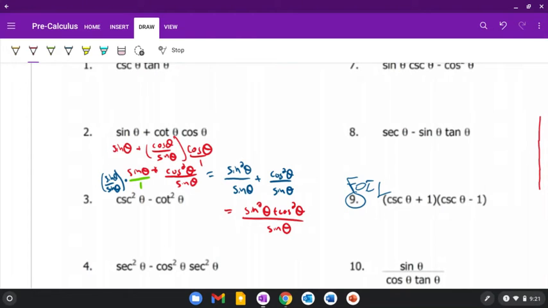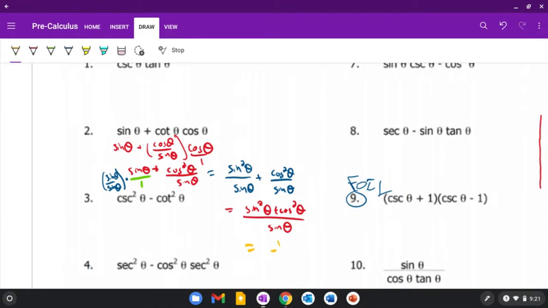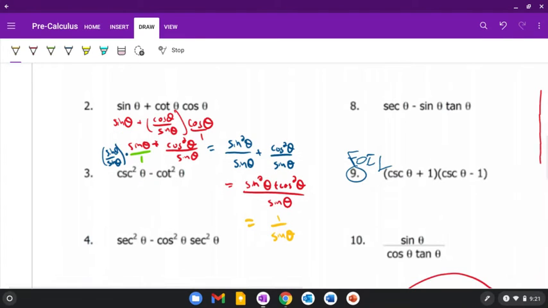We then know that sine squared plus cosine squared is actually just 1. So 1 over sine theta. We don't want to leave it like that because there's one more thing we can do to make that a little bit better. 1 over sine theta is equivalent to cosecant theta. So that will be our answer to number 2. So you can plug that in and finish the rest.